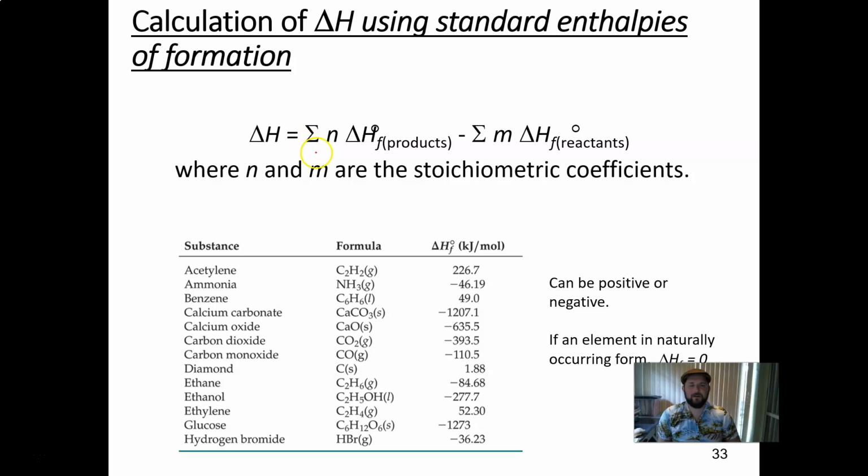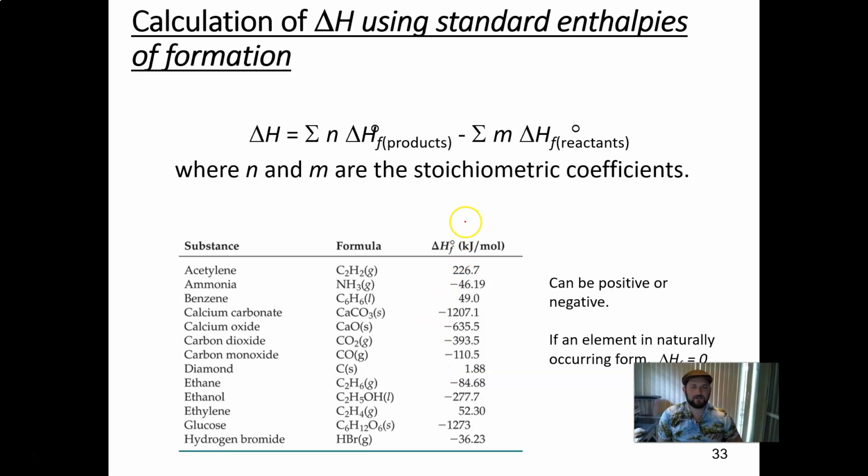It's the sum of all of the standard enthalpies of formation times their stoichiometric coefficients for the products minus the sum of all of the standard enthalpies of formation times their stoichiometric coefficients for the reactants. And so if you look right here, I've got an example of all these delta H of formation.